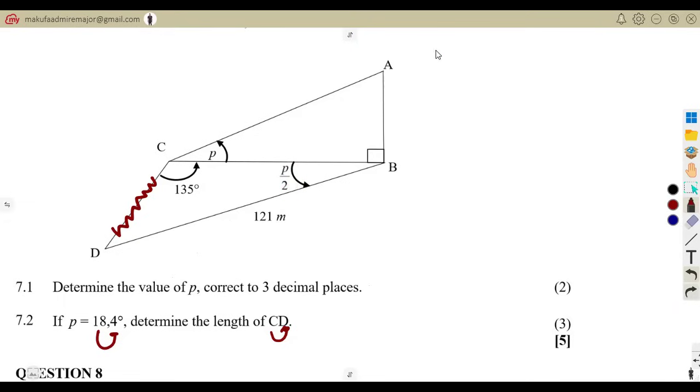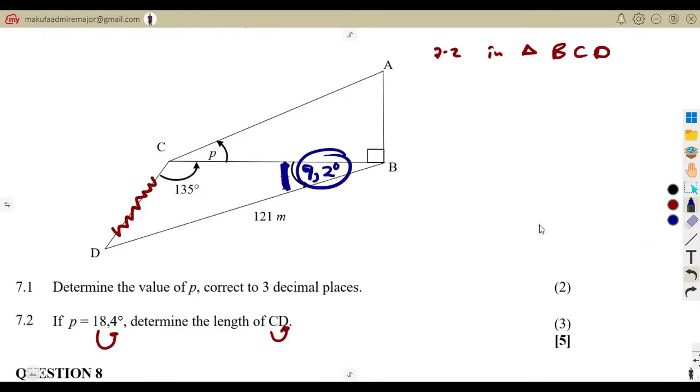So you're going to take that triangle, and I'm just going to call it triangle BCD. Angle P here is P over 2. Remember they said P is 18.4, so divide by 2. 18.4 divided by 2 is 9.2 degrees. So this angle is given as 9.2 degrees.